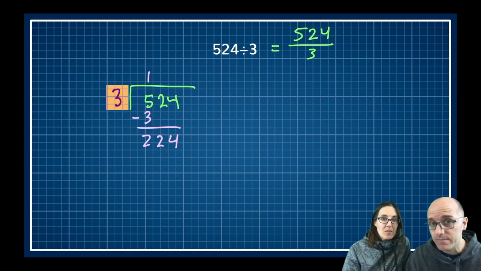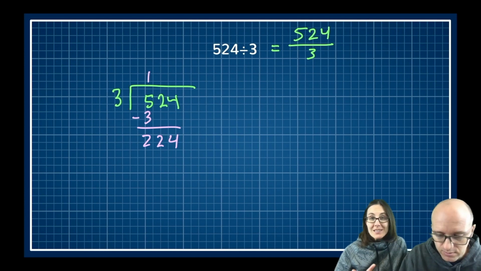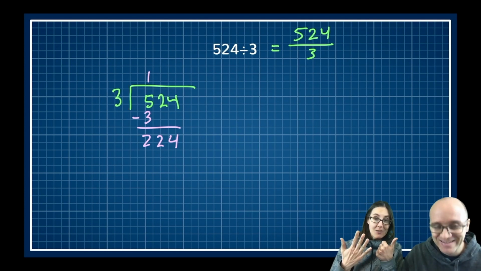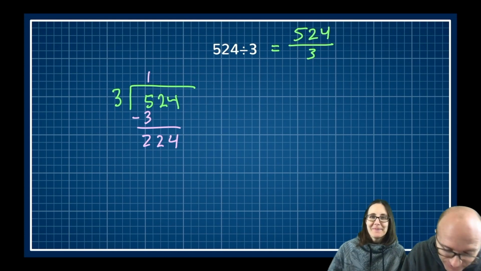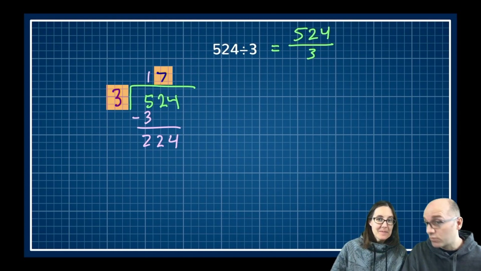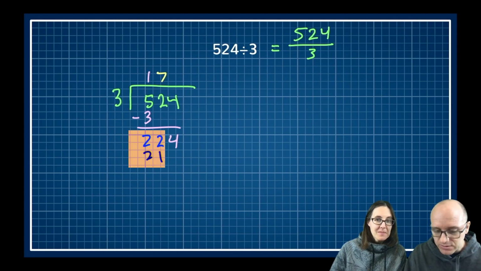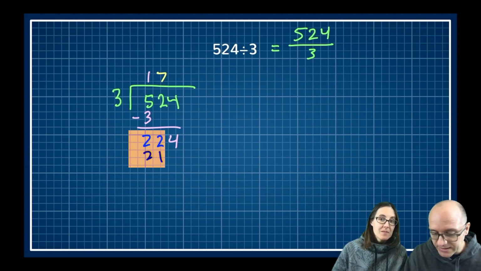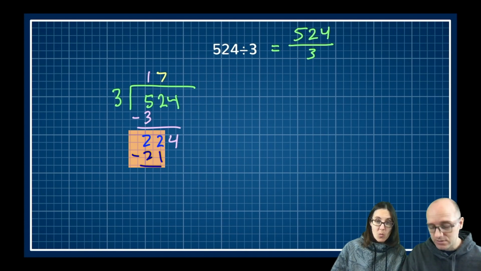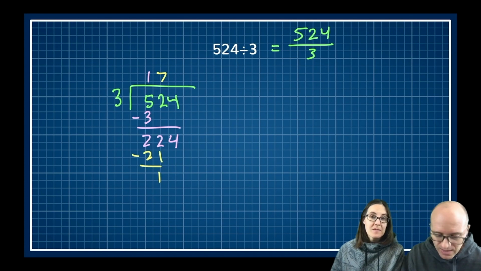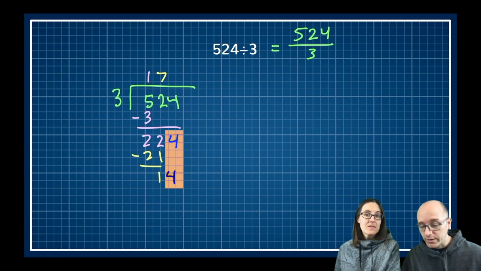How many times, Science Mom? 3, 6, 9, 12, 15, 18, 21, 7. All right, 7 times. So 3 times 7 is 21. So I'm going to write that down here. All right, what is 22 minus 21? The leftovers? 1. Just 1 left over. And then I'll just bring down a 4 here.